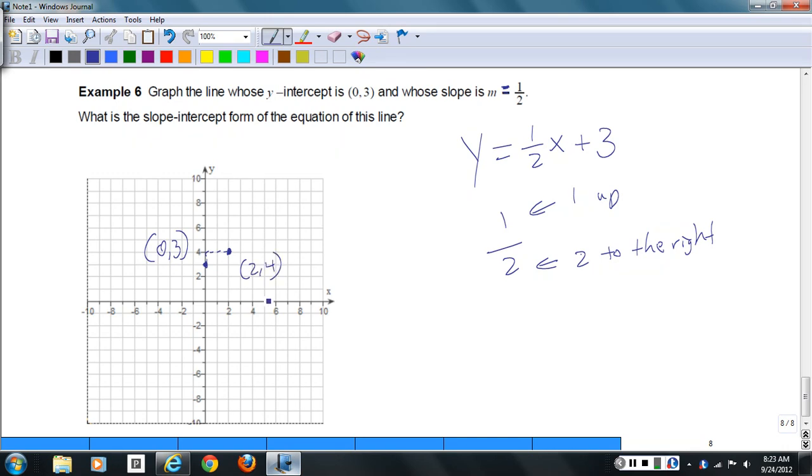Feel good about the point (2, 4)? Do it again. You feel good about the point (4, 5)? Does that one look okay? Or go to the left. 1 down, 2 to the left. How about (-2, 2)? Connect the dots.